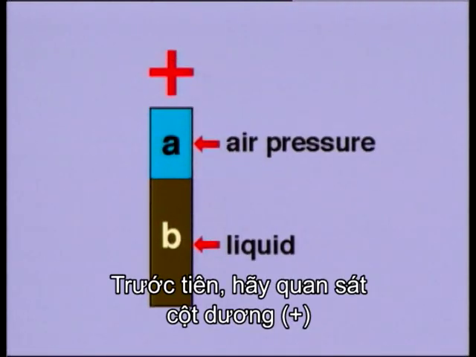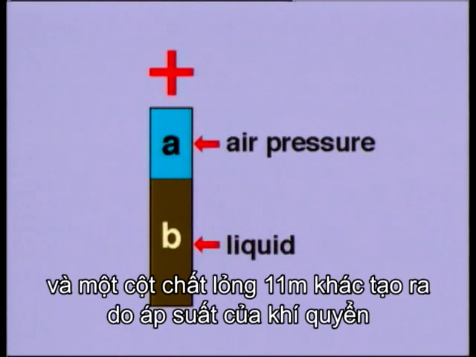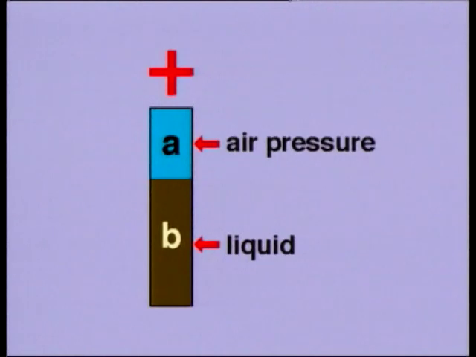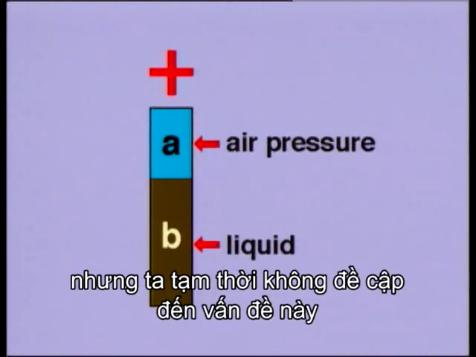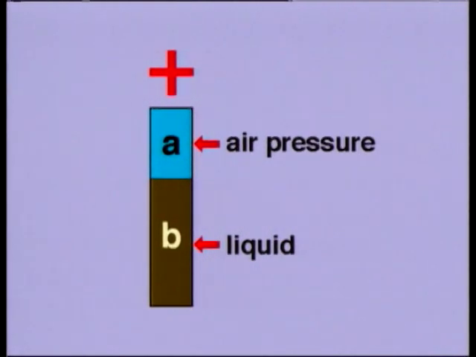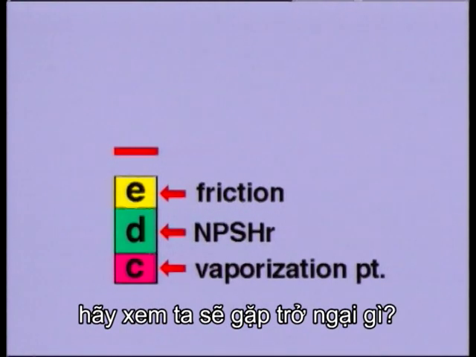First, let's take a look at the plus column. There is, of course, the column of oil standing above the pump, and there is another 11-metre liquid column due to the pressure of the atmosphere. The inert gas pressure adds another 1.8 metres, but let's forget this for a moment. This is the minus column. Let's see what's working against you.